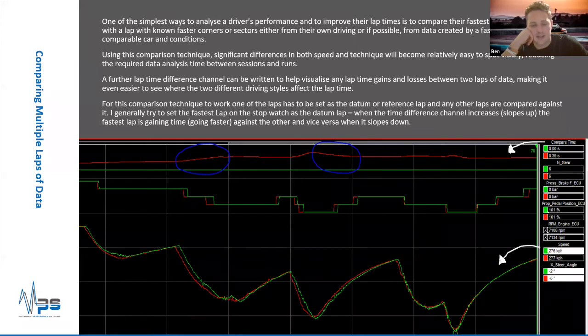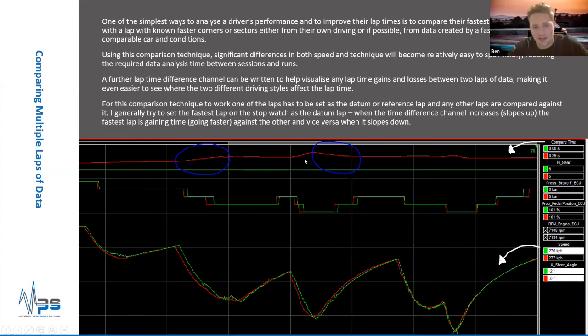And what you can do there is visualize what you did differently. So we have a number of techniques for how we do this, but the most obvious one is using what's called a variance or a time diff channel, and I've got that, I can call it compare time.